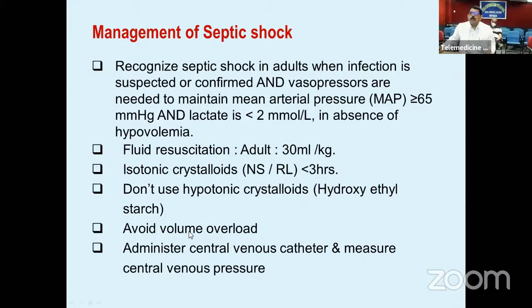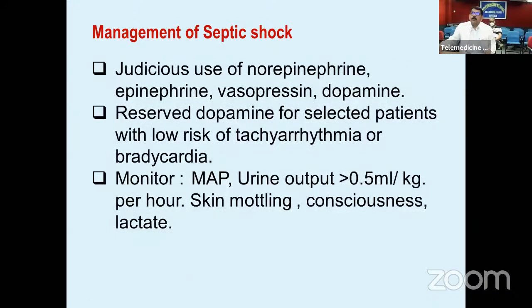Avoid volume overload. You know, SIRS is a problem, and the ARDS-like picture is a problem. You insert a central venous catheter, and you can measure central venous pressure in the ICU, wherever there is facility. You have to judiciously use norepinephrine, epinephrine, vasopressin, and dopamine. And dopamine has to be reserved, especially for the patient who has a low risk of tachyarrhythmia or bradycardia, because it is very common in the use of dopamine.